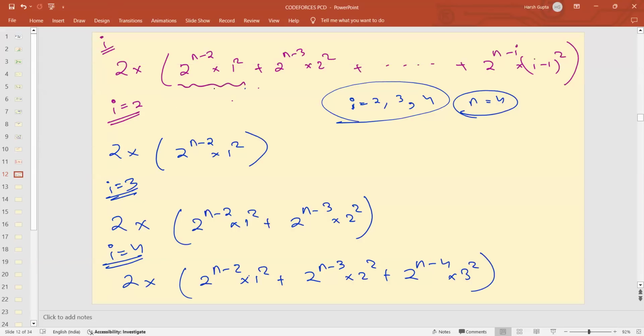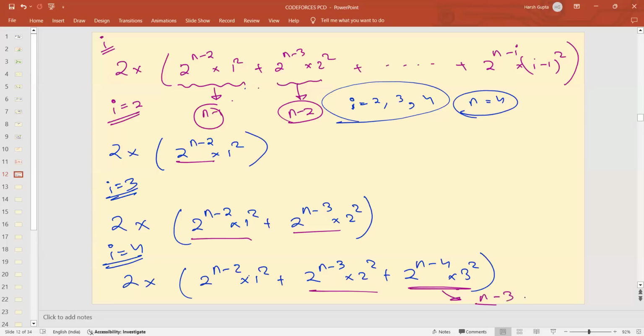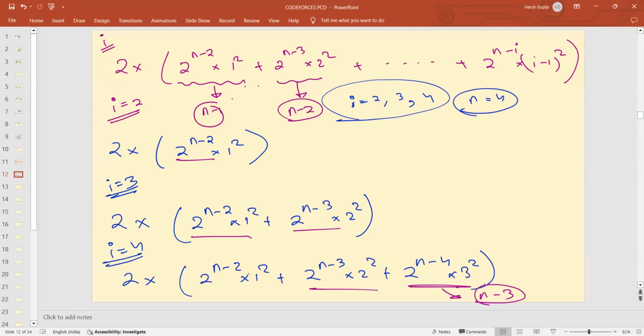This particular term comes n minus 1 times. Similarly, this particular term comes n minus 2 times. See, it came over here and it came over here. Similarly, the next term came n minus 3 times, isn't it? So this is the pattern. So what actually you need to calculate?